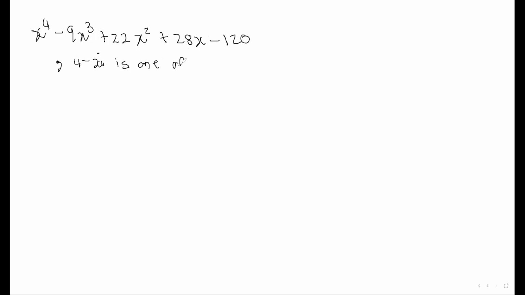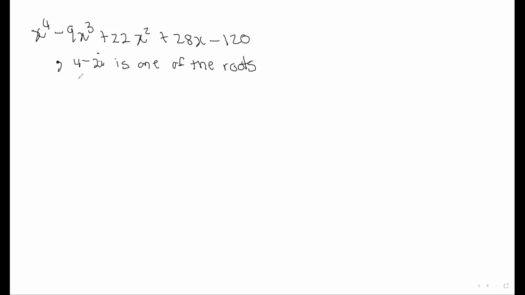So we've been given x to the 4 minus 9x cubed plus 22x squared plus 28x minus 120. And 4 minus 2i is one of the roots, right? That's one of the roots.